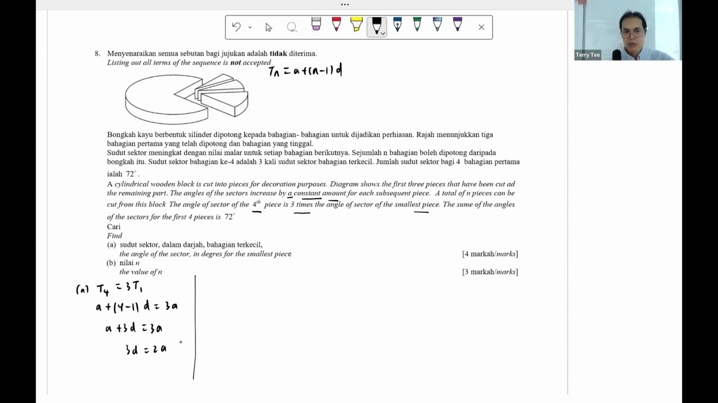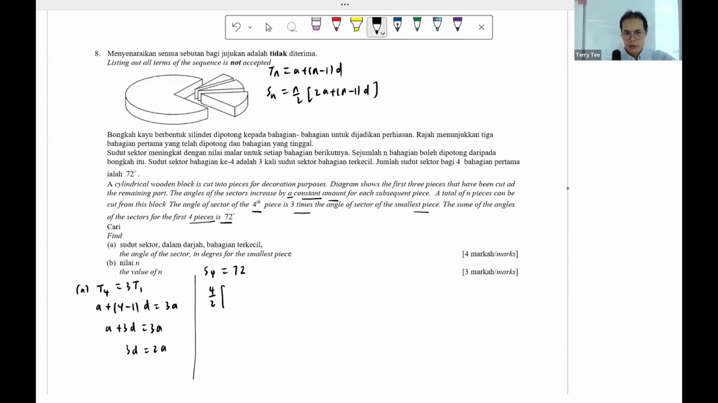Perhaps, yeah. We'll leave it first. We look at the second information. The sum of angles for the first 4 pieces is 72. That means your S4 is 72, right? Now, can we simplify this? You remember the Sn formula? Sn is n over 2, 2a plus n minus 1 d.